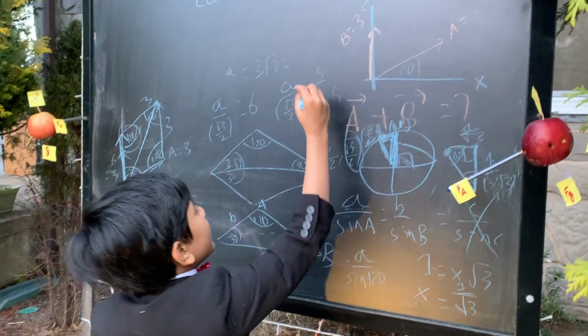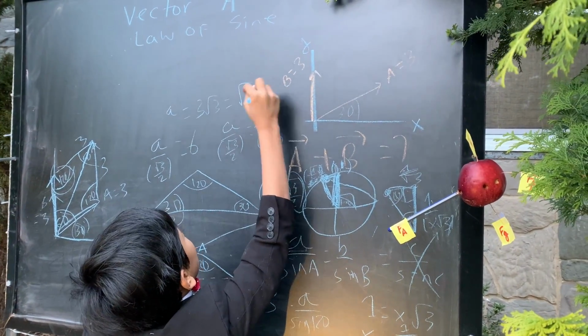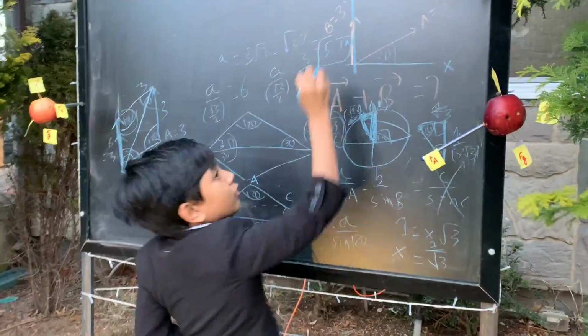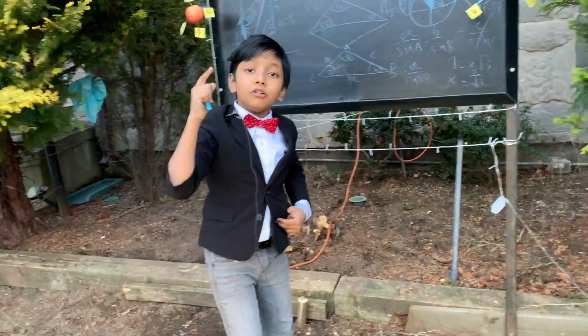Root 9 times root 3 is root 27. Or in other words, 5.2. Thank you everybody for watching, and I'll see you next time.